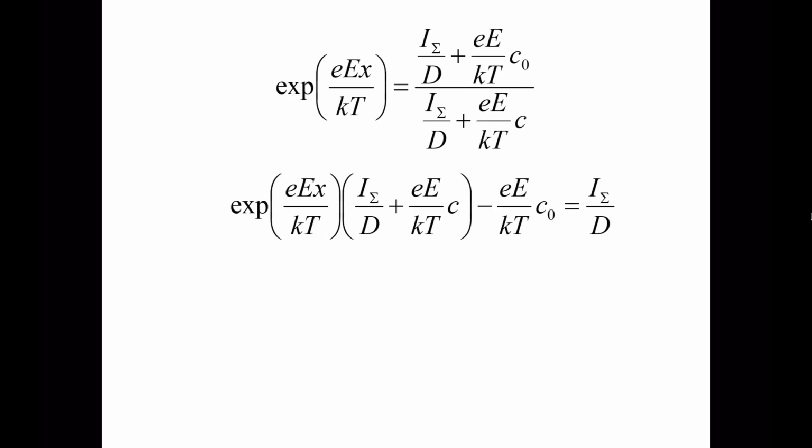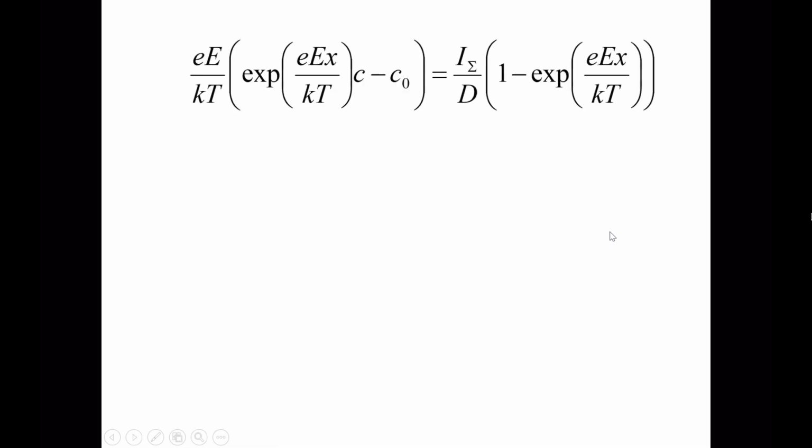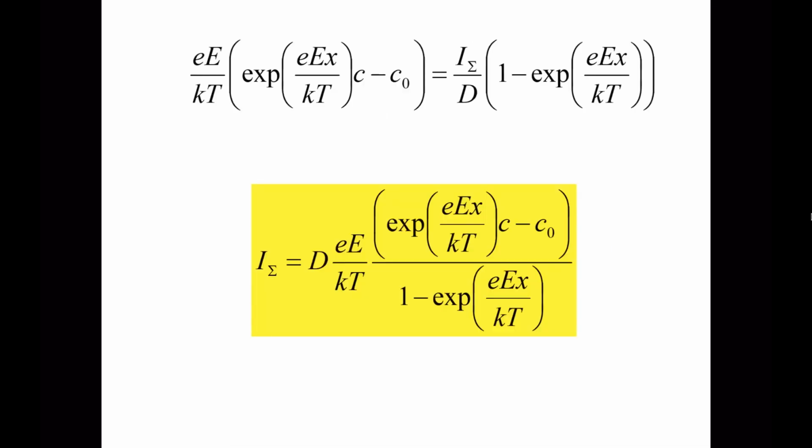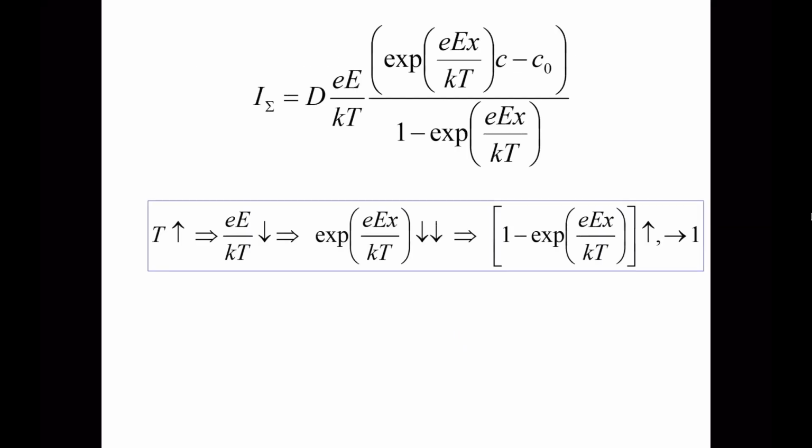From this, we can get very simply the ratio of I total to the diffusion coefficient. And finally, the total flow. So this is the formula for the total flow. It's a complicated formula, but we know everything in this formula: the diffusion coefficient, single charge, electrical field, Boltzmann constant, temperature. We know the concentration and we know the initial concentration. So we know everything to calculate the flow. Now we go on to analyze the flow.